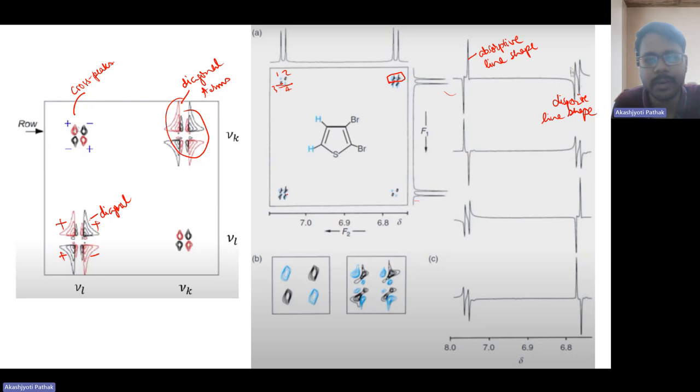shape. Then similarly for this one, this is a diagonal element. The diagonal element gives us a dispersive line shape. Then the off-diagonal element gives us an absorptive line shape. And similarly for this segment, there is a dispersive line shape and then an absorptive line shape. So this is what I was explaining.